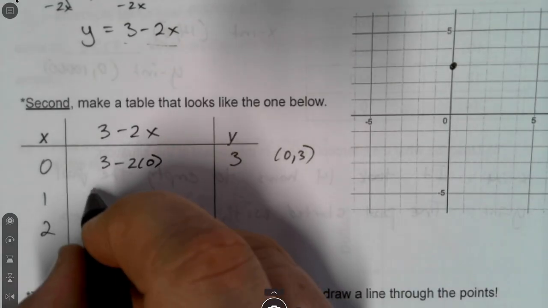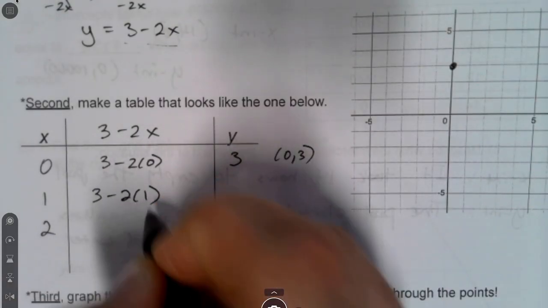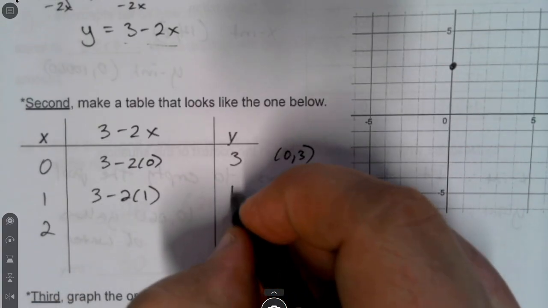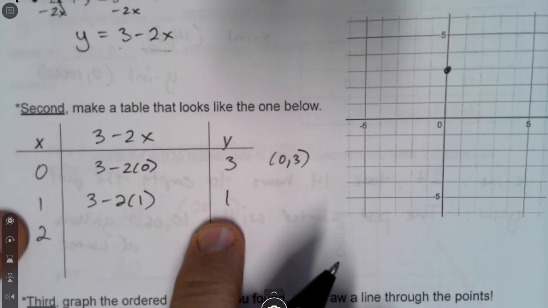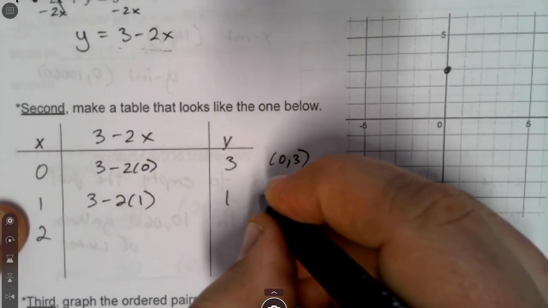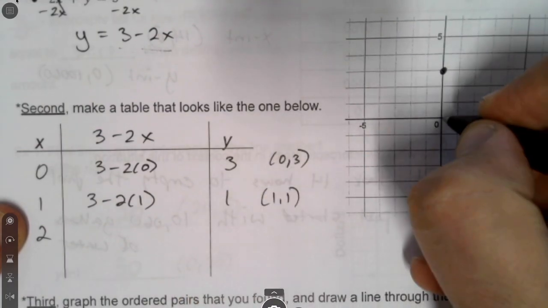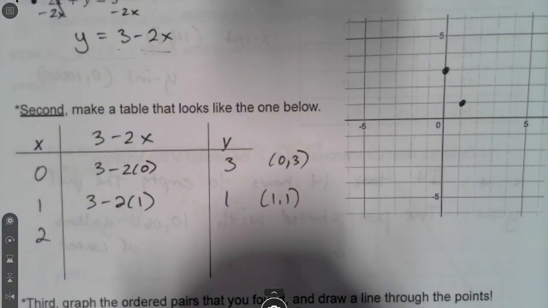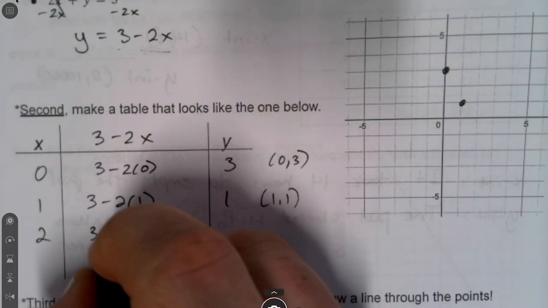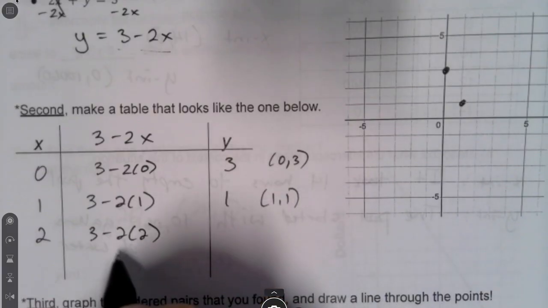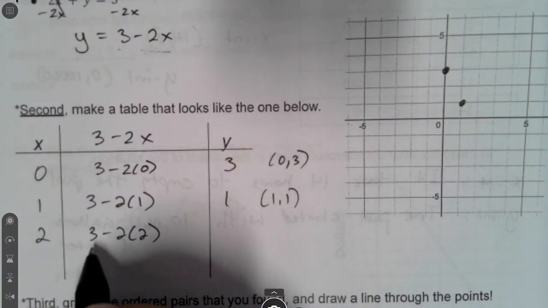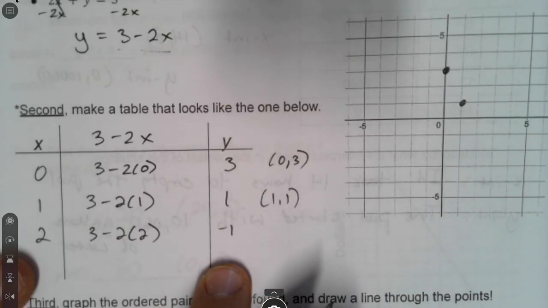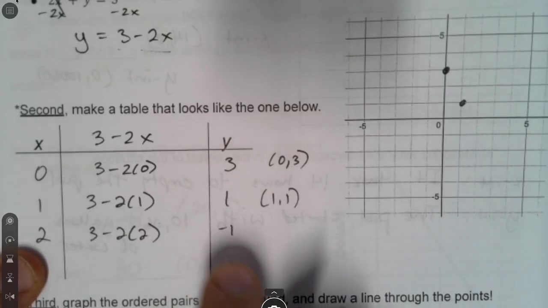Now I'm choosing to plug in 1 for x. 2 times 1 is 2. 3 minus 2 is 1. So this is the ordered pair (1, 1). Now I'll plug in 2 for x. 2 times 2 is 4. 3 minus 4 is -1. So this is the ordered pair (2, -1).